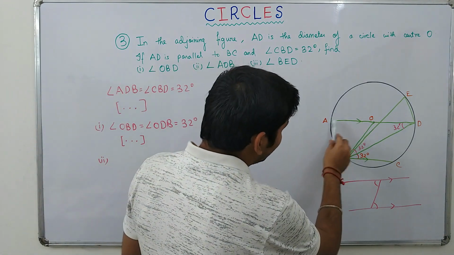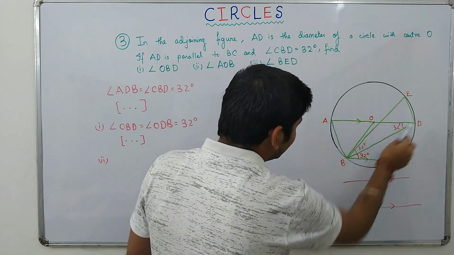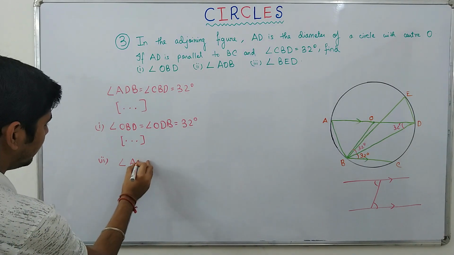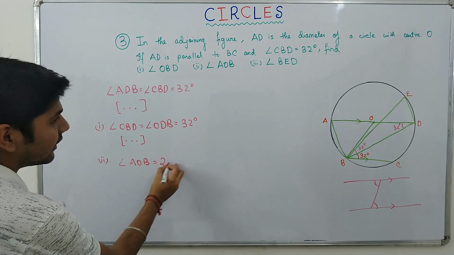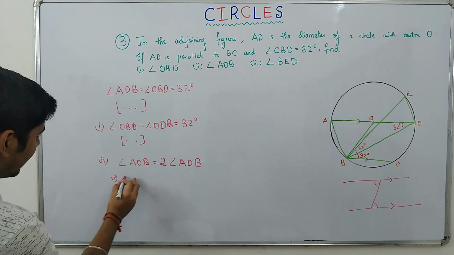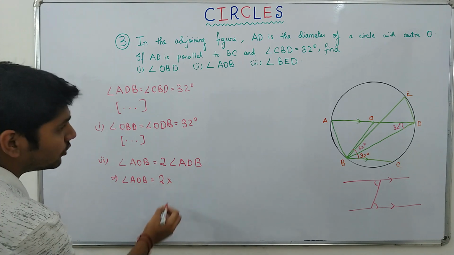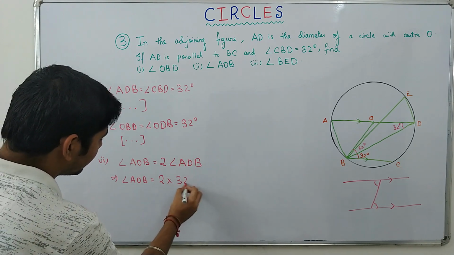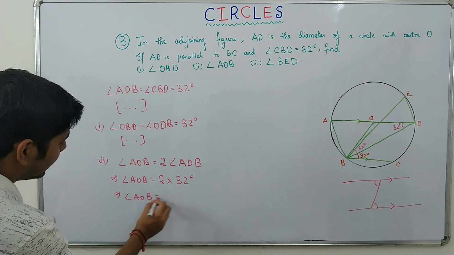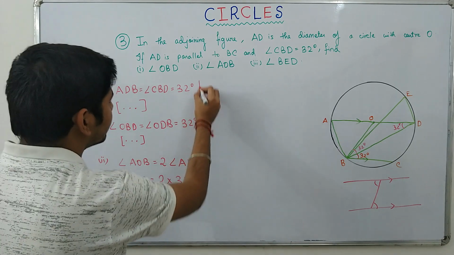So angle AOB will be double angle ADB. Let's do that. So angle AOB is double angle ADB. Therefore angle AOB is equal to 2 into 32 degree. So angle AOB is equal to 64 degree. So we get our second answer.